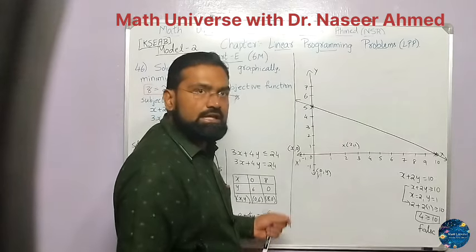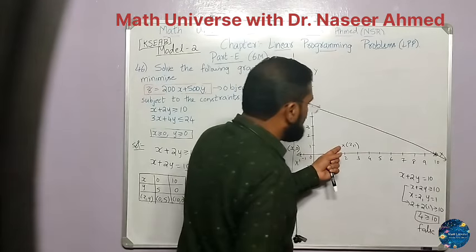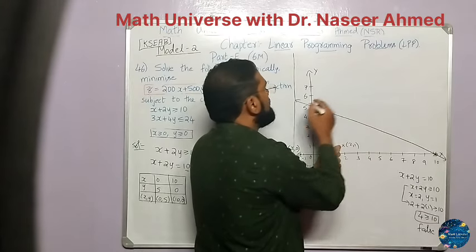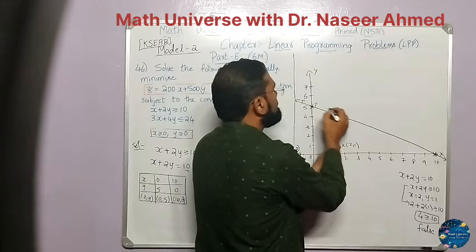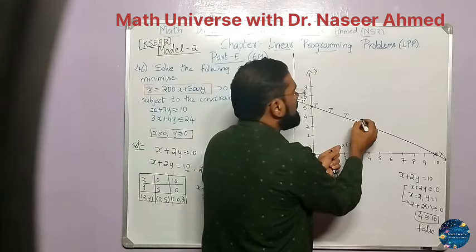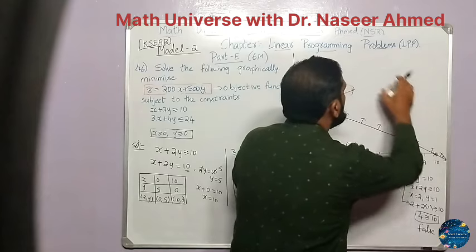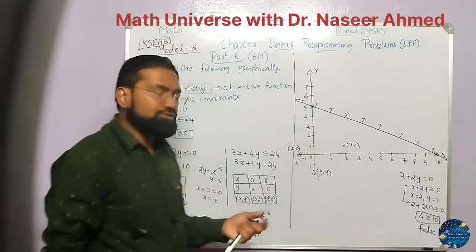If it is false, shade the opposite side. So since the point is here and I got false, I am not going to shade here. I am going to shade opposite to the point. So my shading side will be this. This time I am not taking too many points. It also means that if you could have taken the point here, surely it could have been true.